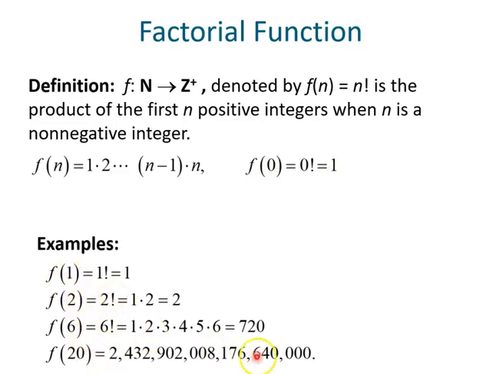These are some values of n factorial. 6 factorial is 720, and 20 factorial is this big number.